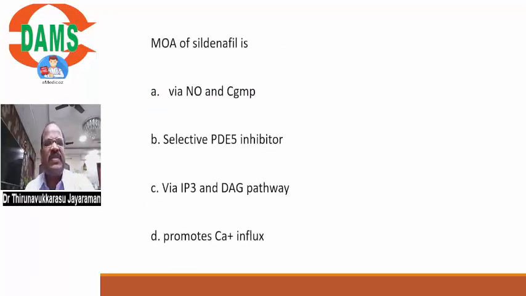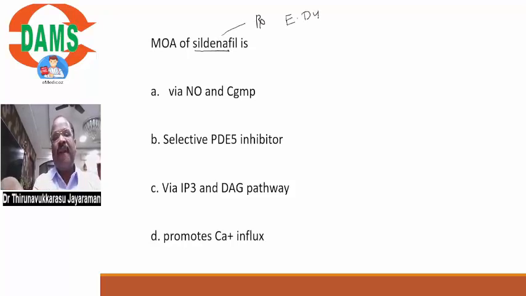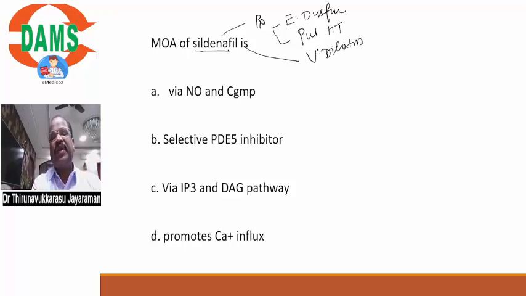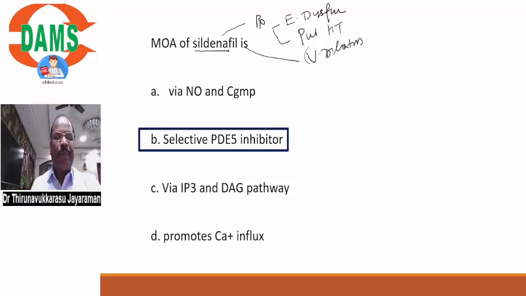Second, a question on sildenafil. This is a very straight question. We know sildenafil is a drug useful for treatment of erectile dysfunction as well as for treatment of pulmonary hypertension. Actually, it's a vasodilator. How does it cause vasodilation? It's a selective PDE5 blocker, thereby accumulating cyclic GMP that is going to cause smooth muscle relaxation. It's a straight question.